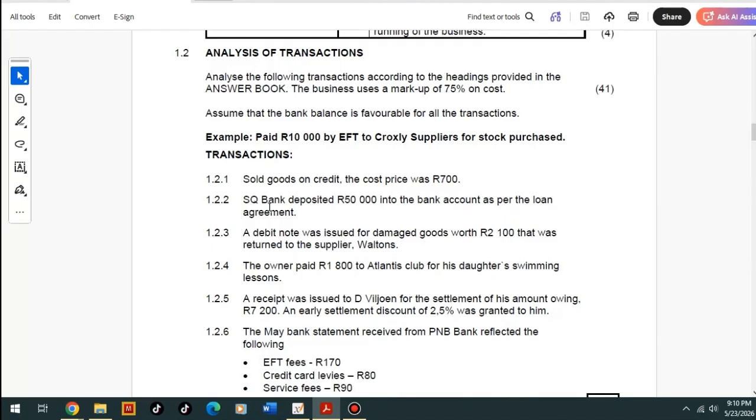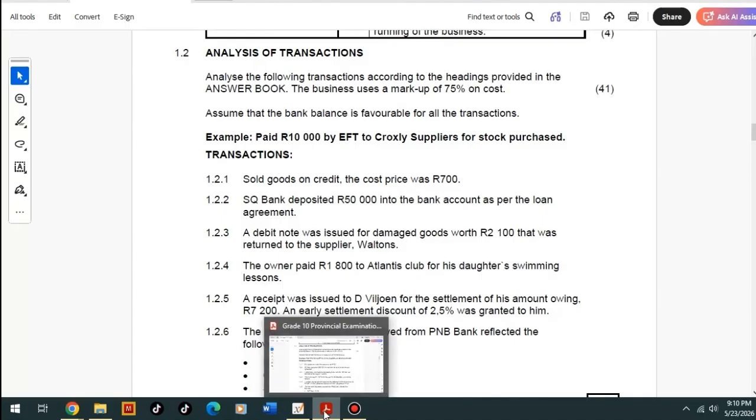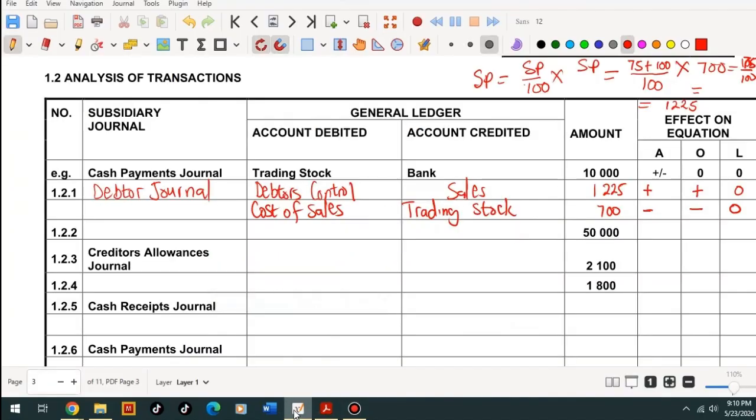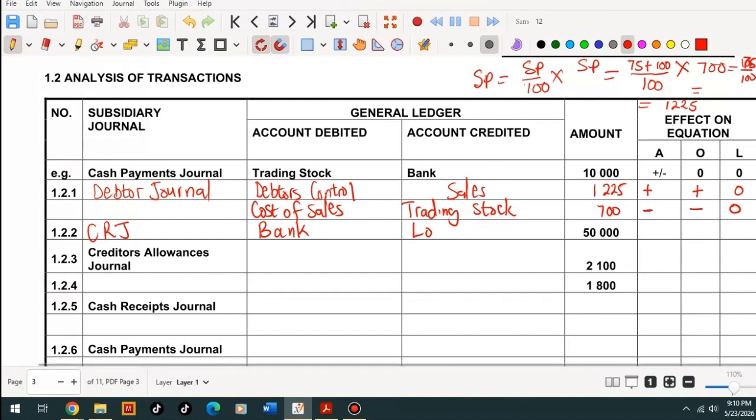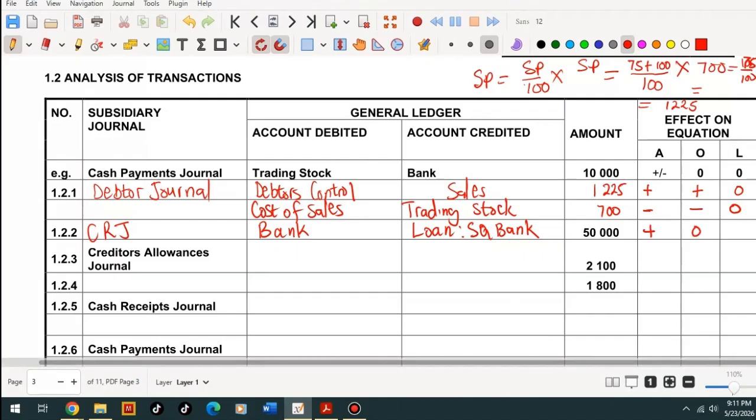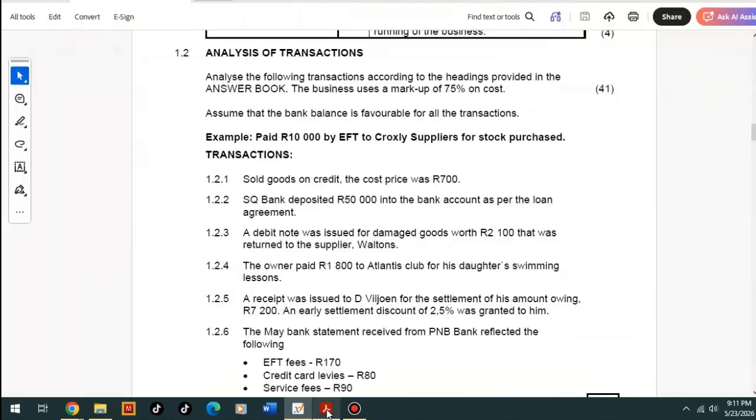The next transaction is on SQ being deposited 50,000 into the bank account as per the loan agreement. So the business applied for the loan, then the bank deposited the money into the business current bank account. So when the business received a loan, we record it in the cash receipts journal, and the bank account is going to increase, so debit bank. The moment that you take a loan, your liabilities increase. So credit loan from SQ. So how does it affect the equation? The bank account increased, and there's no owner's equity effect, but liability also increased.